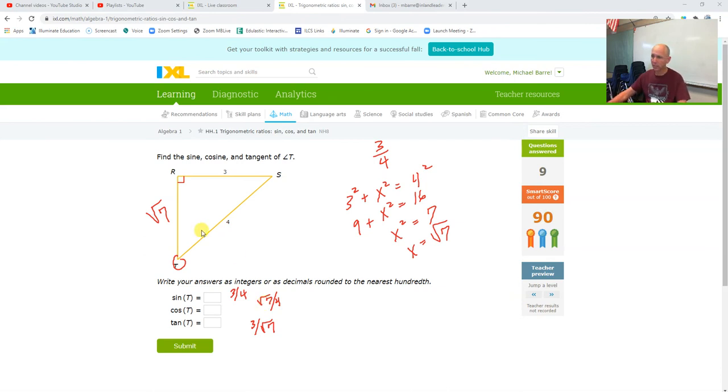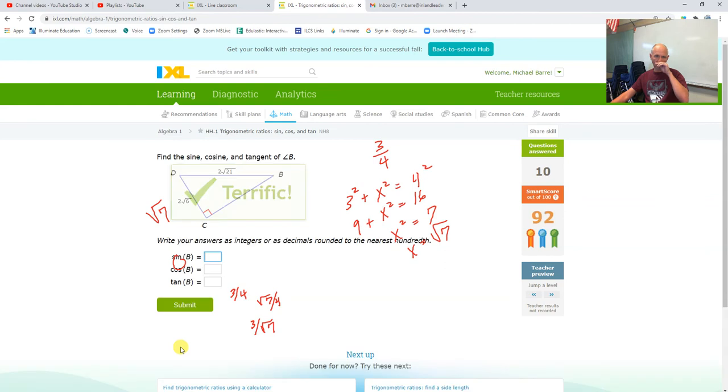So this one's going to be 0.75. Square root of 7 divided by 4, 0.66. And tangent, 3 divided by square root of 7, 1.13. Terrific. All right, that's it.